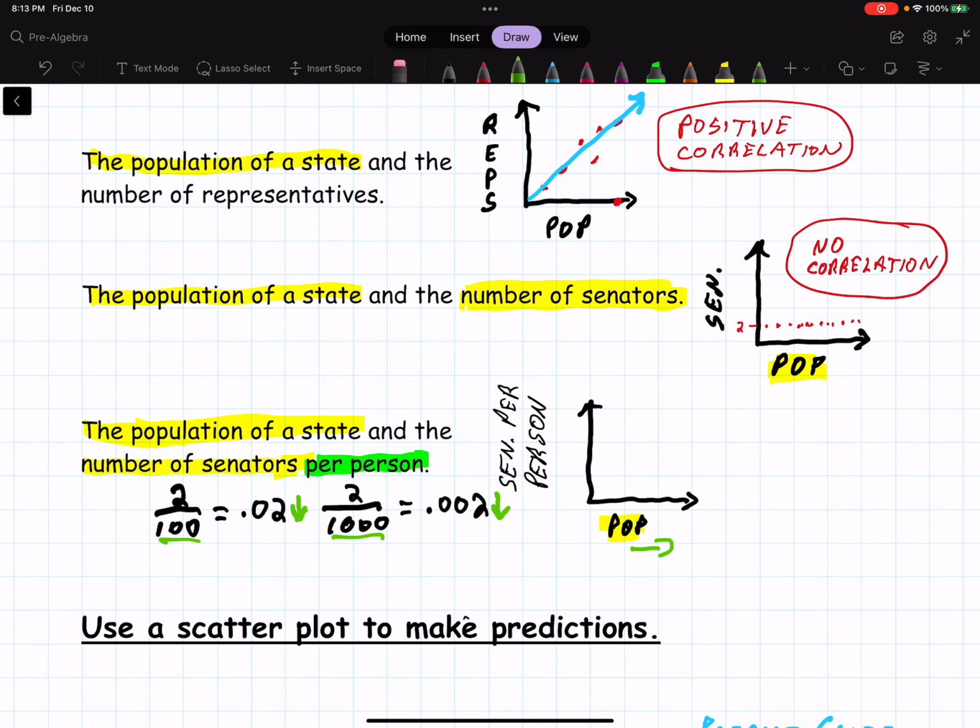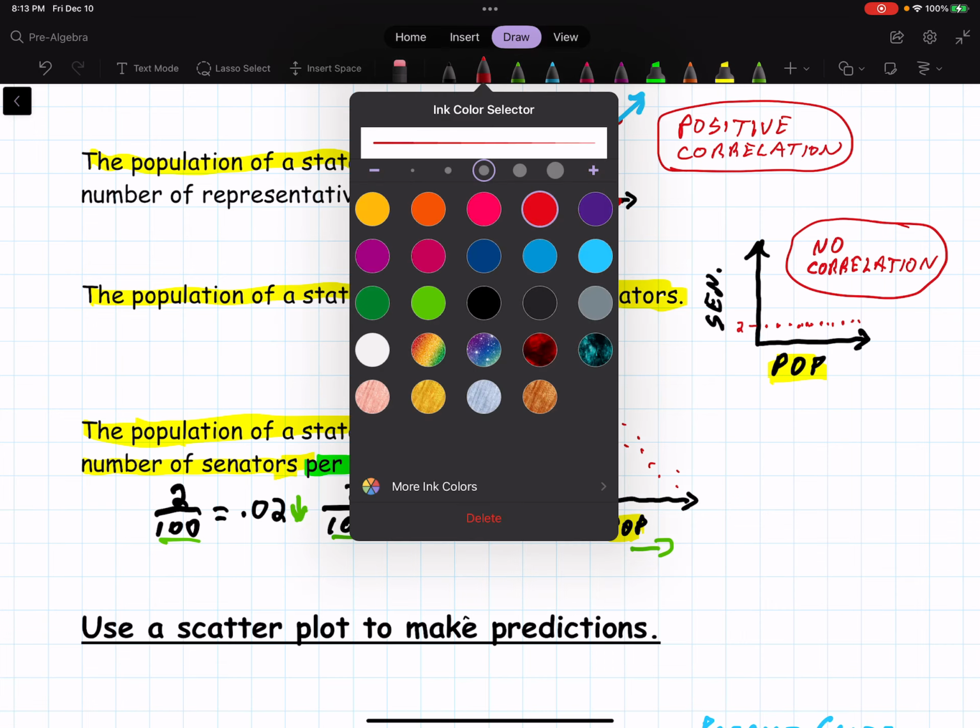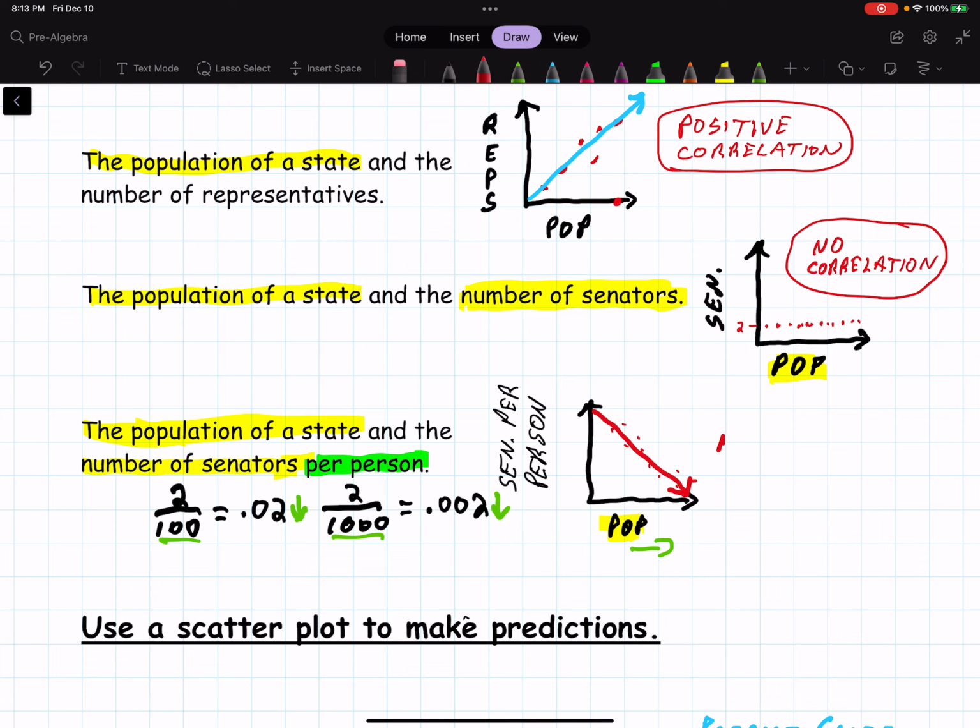So this is going to look like data points like this. And I'm going to draw the line. Once again, let's get that in there. Oops, one up. And draw the line. And this will be a negative because we're going downhill. We have a negative slope, negative correlation.